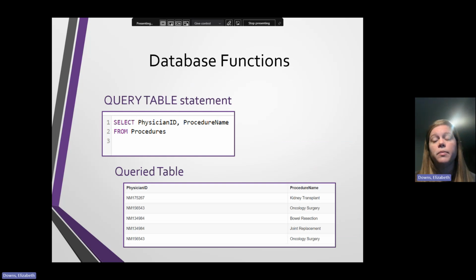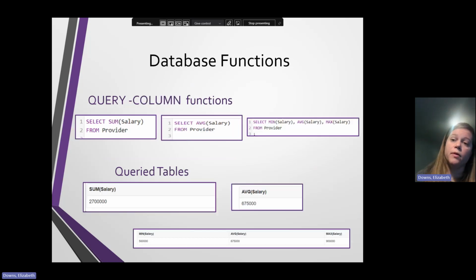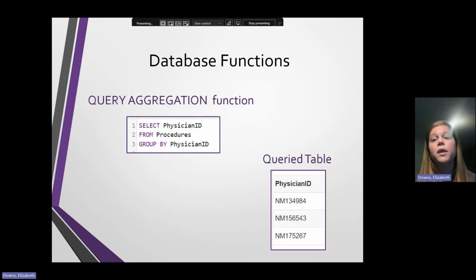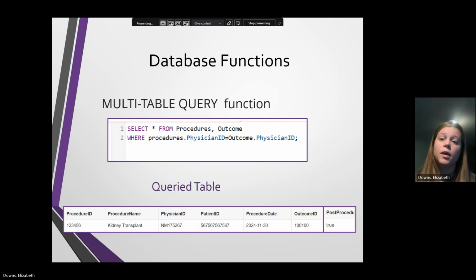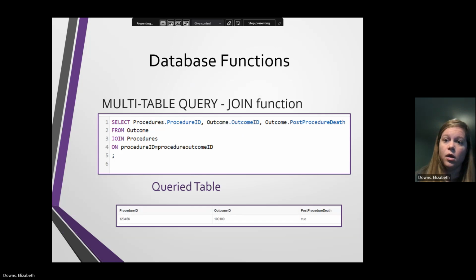Here, a query table statement is used to display a list of providers and procedures from the procedure table. Here are query columns, which are used to display the sum, average, min, and max. Here's a query aggregation, which is used to display unique physician IDs in the procedure table. Here is a multi-table query, which is used to display data from two tables. Here is a multi-table join query, which is used to join data from two tables.